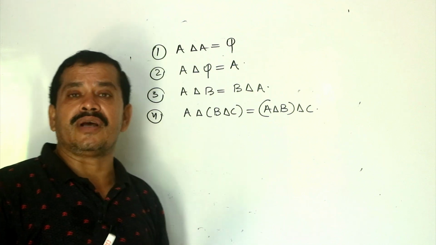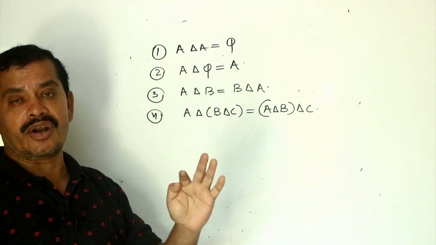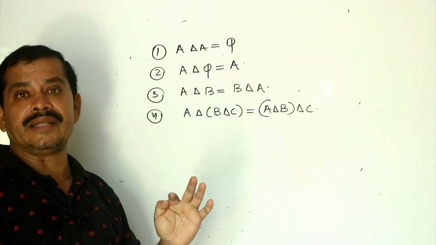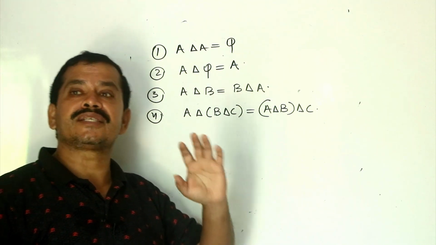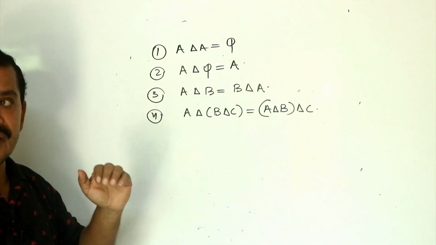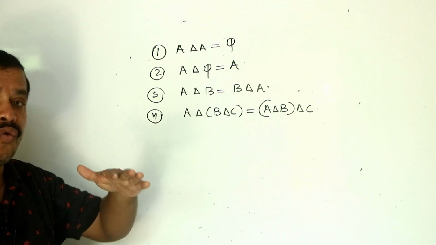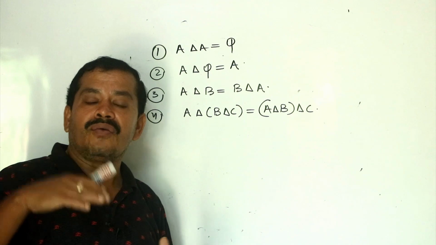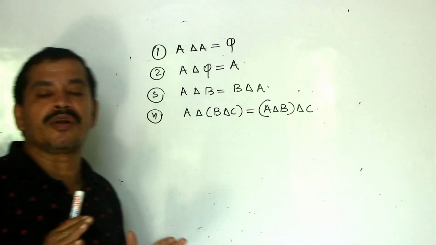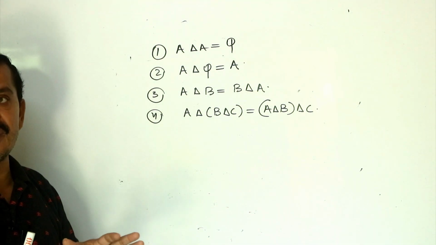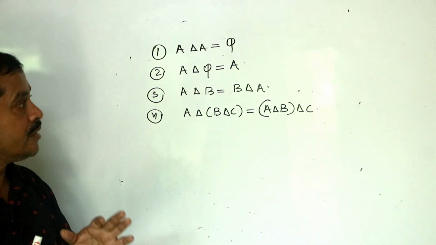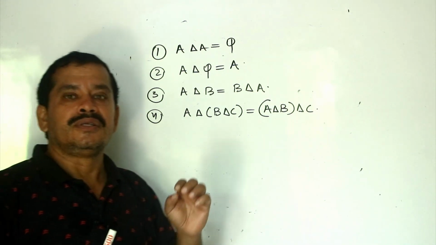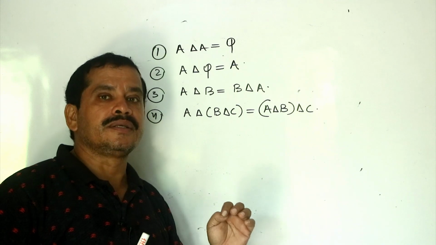This is all about union, intersection, difference, complement and symmetric difference. In the next class we will go through problems on this chapter. Then we shall discuss the cross product of sets, relations and functions. This is all about your set operations.